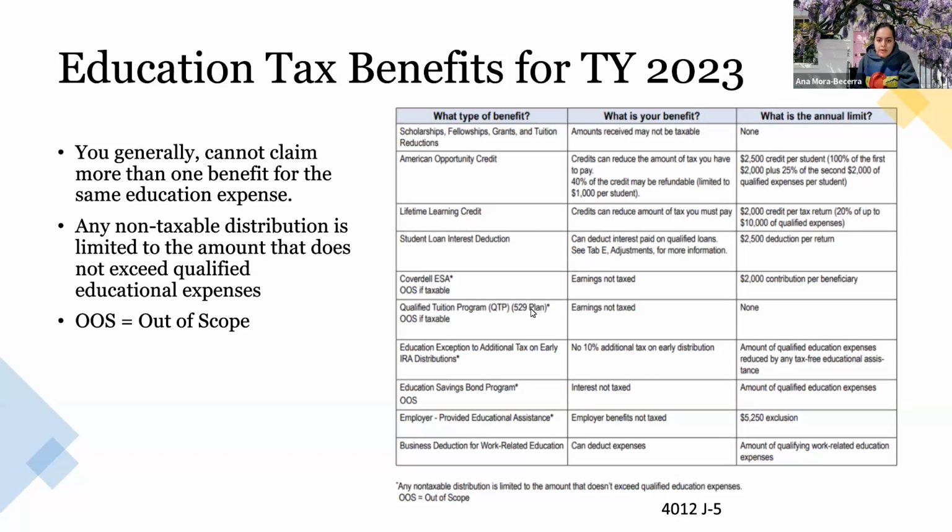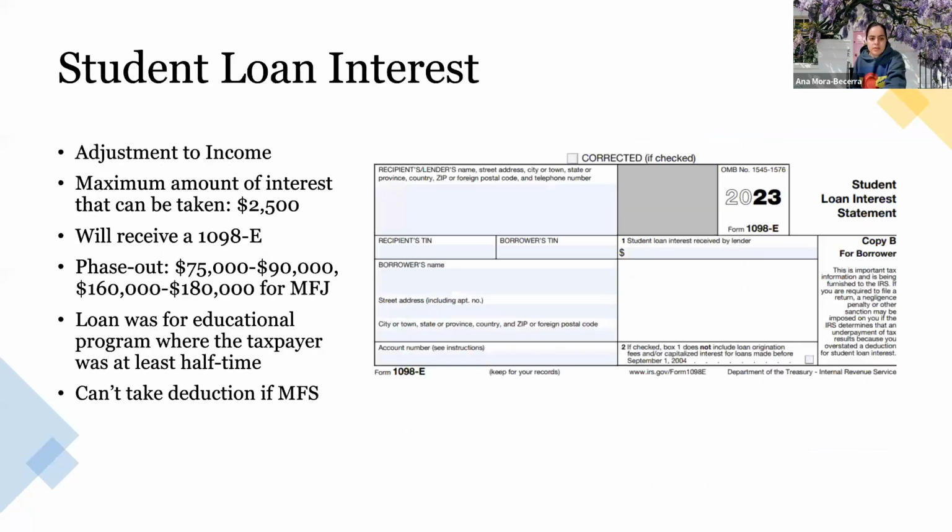I did want to point out that if someone has made contributions to an education savings account, either the 529 or the Coverdell, those are out of scope, and so is the education savings fund. They are out of scope for us. So then we can just continue.